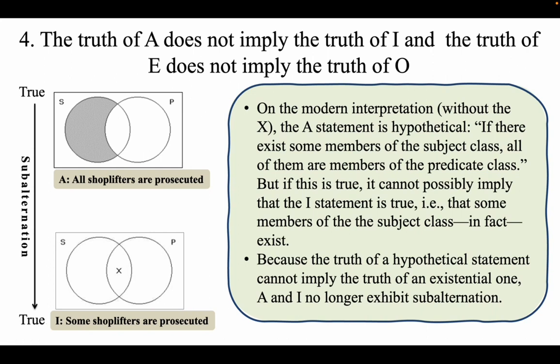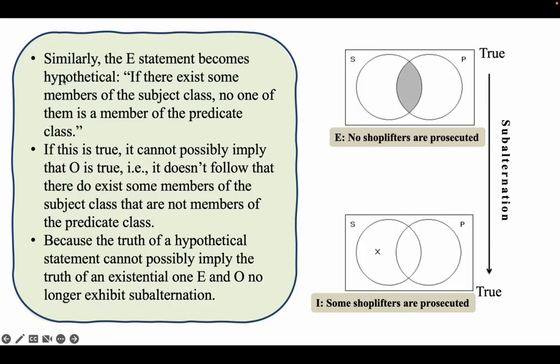I'm talking about the corresponding particular, okay? I'm talking about the superaltern and the subaltern, A and I, and also the relation between E and O, which is going to be the same, okay? So if it's true that no shoplifters are prosecuted, okay, then this does not imply that some shoplifters are not prosecuted.